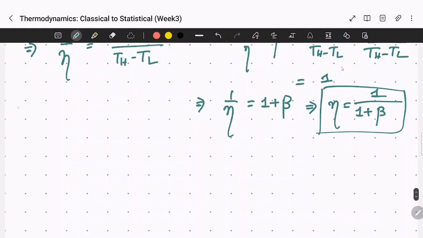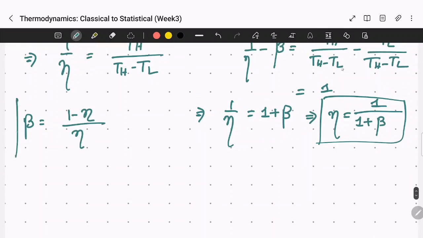Also you can write this way as well: (1 minus eta) by eta. The same thing. Okay, this is the first question. Now we have to discuss some questions.